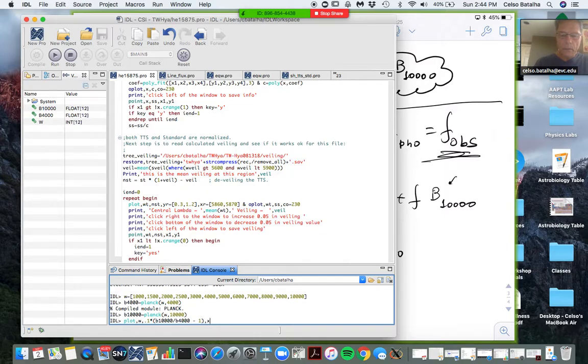And then we close this up. We want to put that in a range from 3,500 to 8,000. That's the optical range we are working in. And the veiling we calculate always has a Y range that goes from 0 to, let's say, 3 or 4.